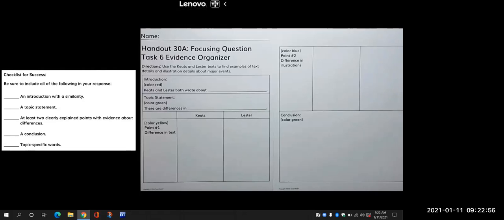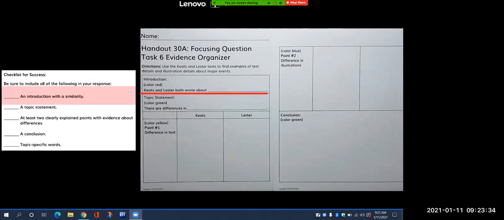So let's start with the very first item in the checklist for success, the introduction or introductory statement. First, we need to make sure that we have an introduction with a similarity. Please check your evidence organizer to make sure that you have your introductory statement complete. Keats and Lester both wrote about John Henry. This part of the evidence organizer is the introduction. Pause here to make sure your introduction is complete and just hit play when you're ready to continue.